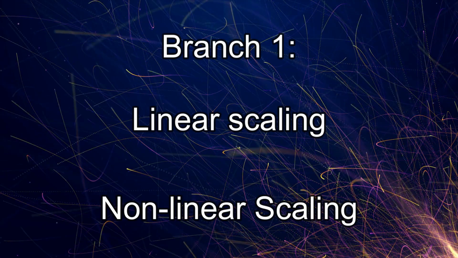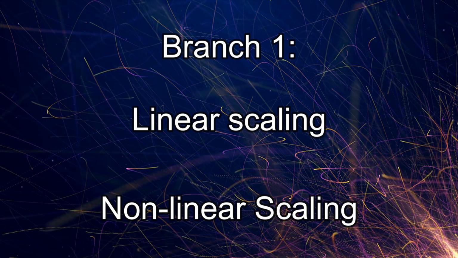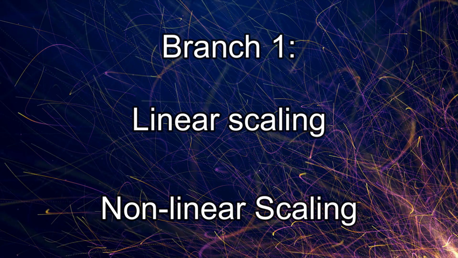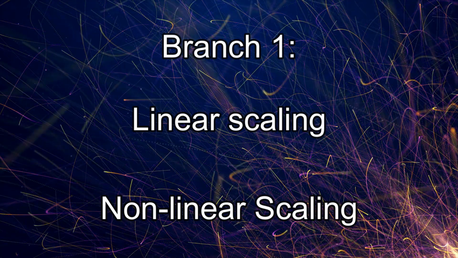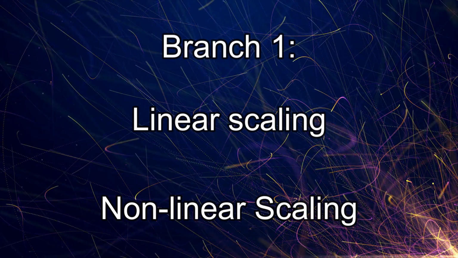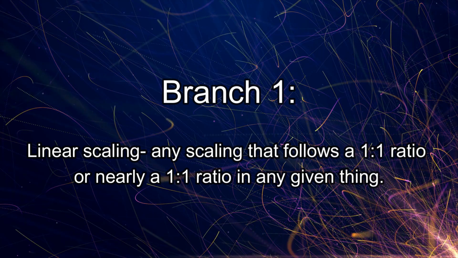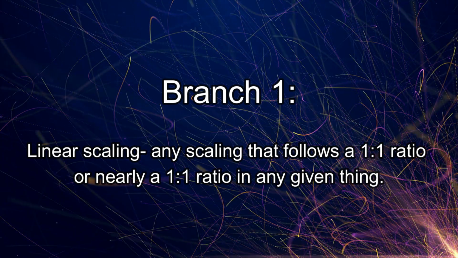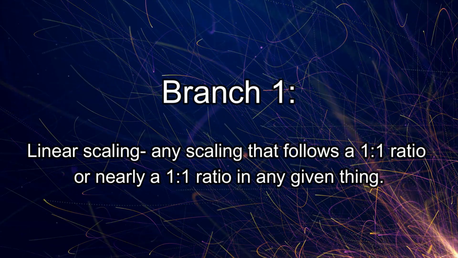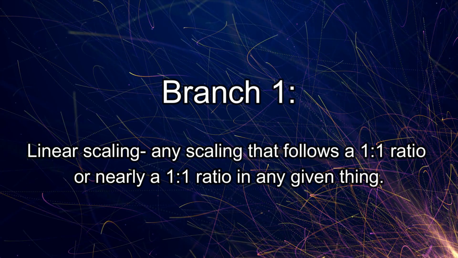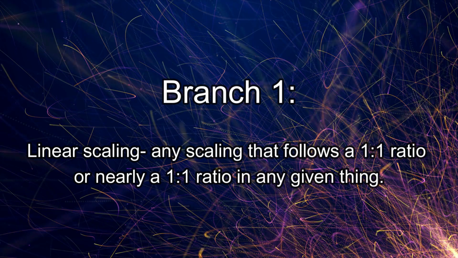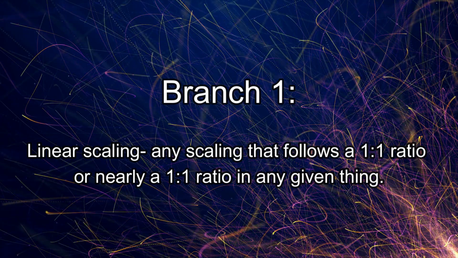We have linear and non-linear scaling. All scaling, necessarily so, must be one of these two. And a series can switch between the two at any given time. But to make it clear, here's how I consider them. Linear scaling is any scaling that follows a 1-to-1 ratio or nearly a 1-to-1 ratio in any given thing, usually stats, such as, say, a 50 times increase being an actual 50 times increase to X things, and not just, say, energy as a whole that has some trickle-down effect to stats, as an example, right?